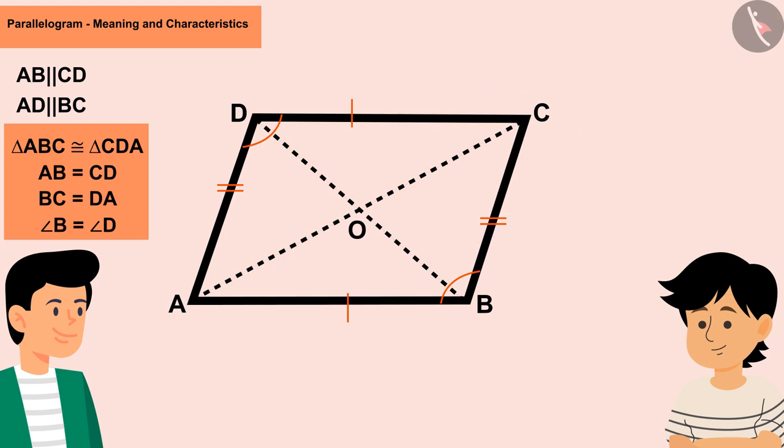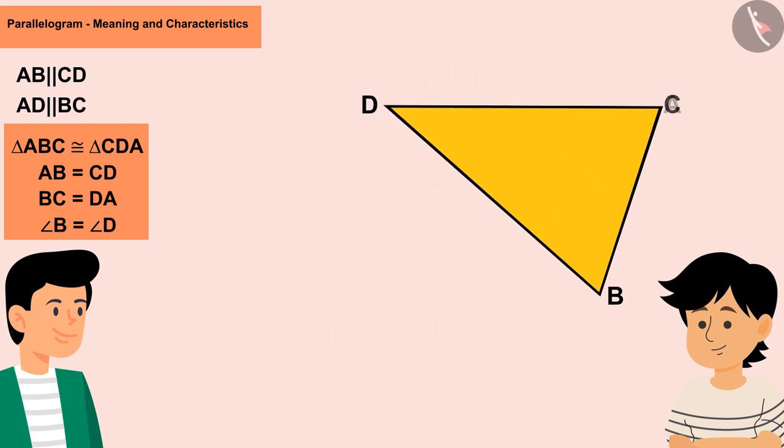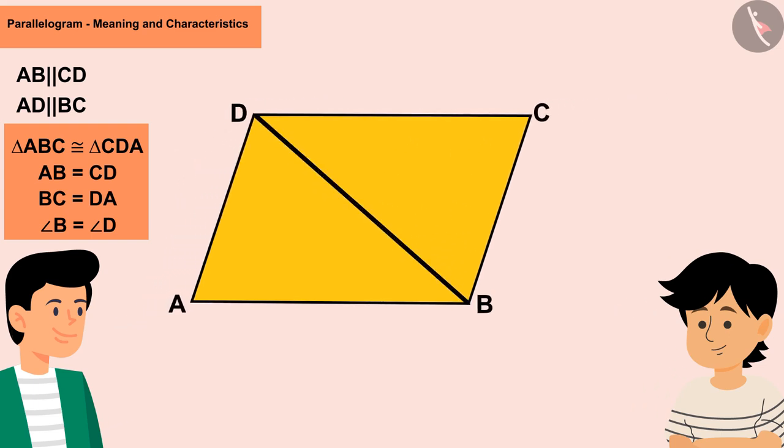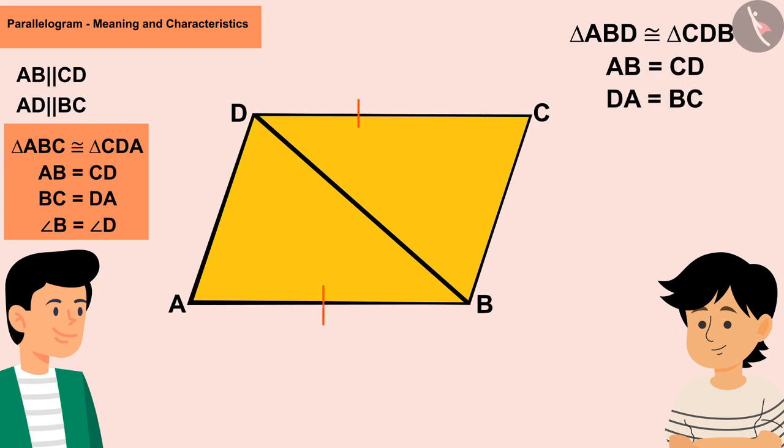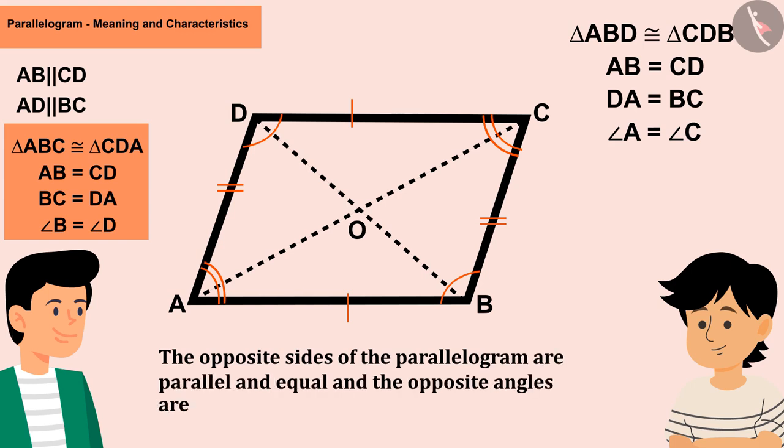And if we cut this quadrilateral with respect to the diagonal BD, we get two triangles ABD and BCD. By placing one triangle on top of another, you can see that triangle ABD completely covers triangle BCD. Hence, we can say that the two triangles are mutually congruent, with the help of which we again get to know that the sides AB and CD and DA and BC are of equal measure. Also, we find that angle A and angle C are of equal measure. Therefore, we can say that the opposite sides of a parallelogram are parallel and equal, and the opposite angles are of equal measure.